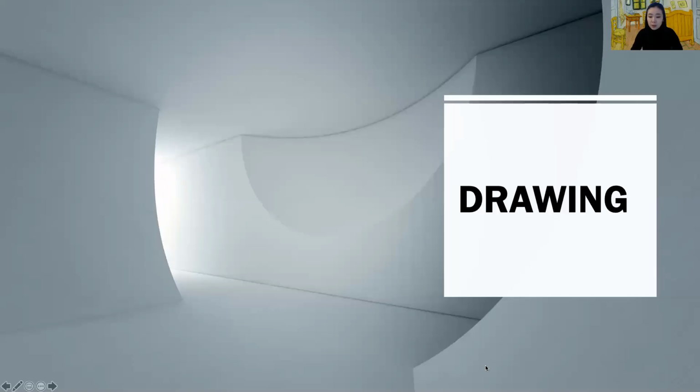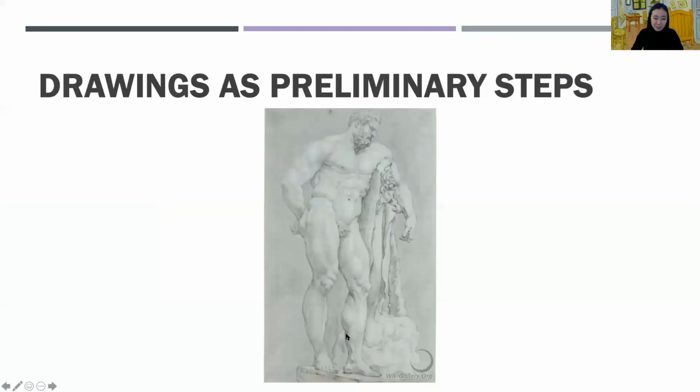And this is the first chapter of the two-dimensional medium part, drawing. So let's see. Drawing has been used as preliminary steps. Many artists have traditionally learned by making drawings of other artists' work.